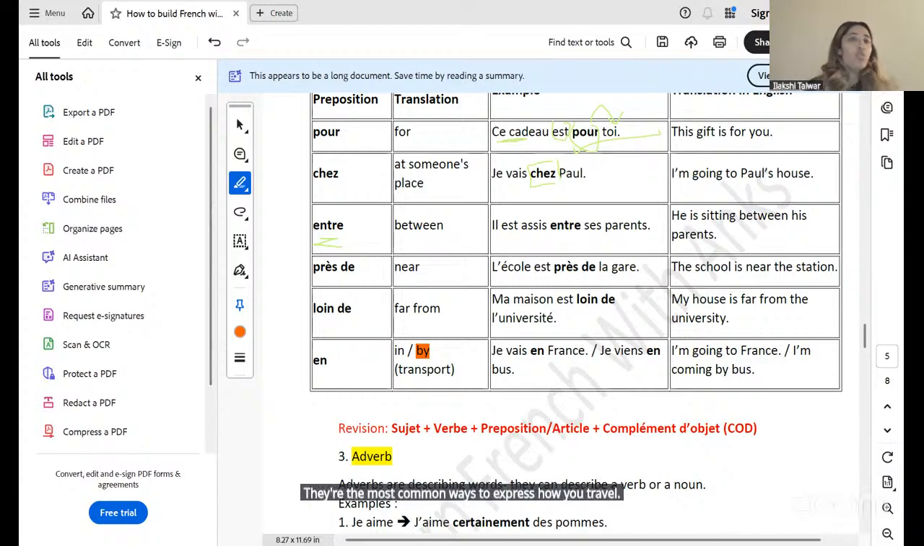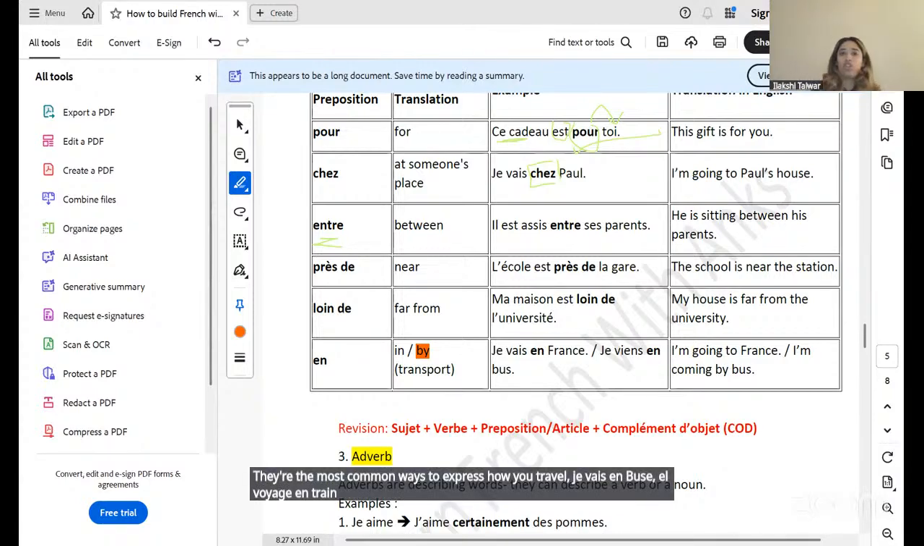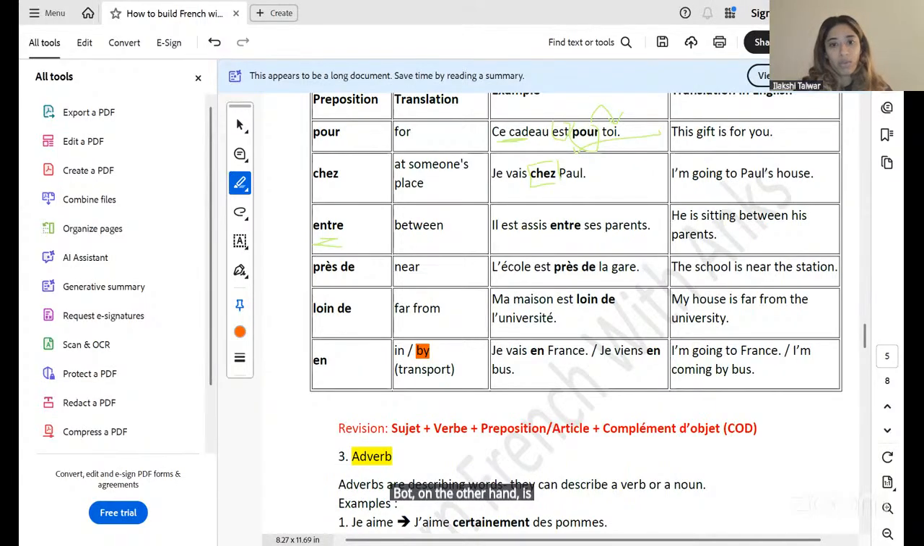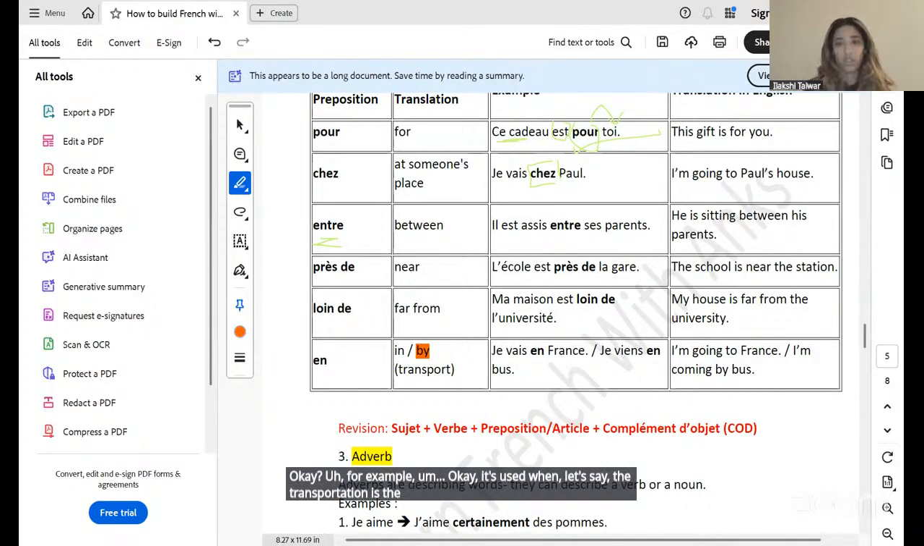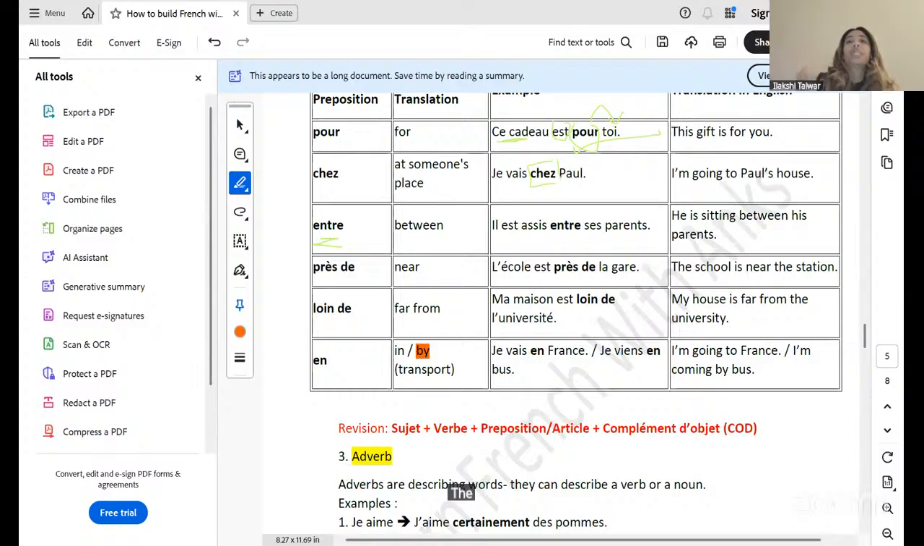Je vais en bus, elle voyage en train, nous partons en voiture, il va à vélo. "Par", on the other hand, is less common. It's often very passive. It's used when the transportation is the agent, the thing that is doing the action.